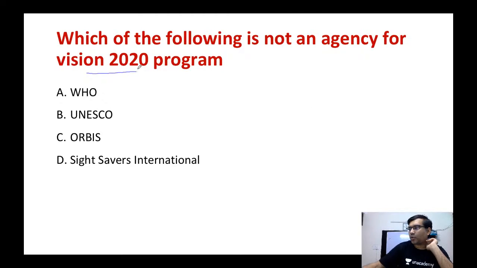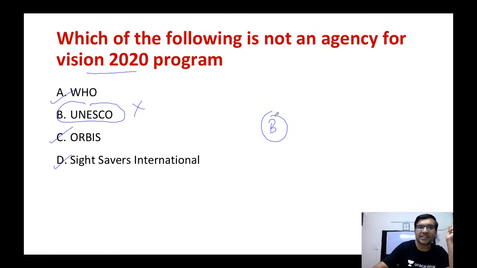So the Vision 2020 program is a WHO associated program where a few agencies have collaborated to prevent blindness in the world. These agencies are the WHO, Orbis, and Sight Savers International. Remember, UNESCO is not concerned with health. UNESCO is something like the Taj Mahal, Qutub Minar, heritage. It is basically involved in maintaining heritage structures, a cultural organization. Okay, it is not associated with the health program. So the answer is B here.